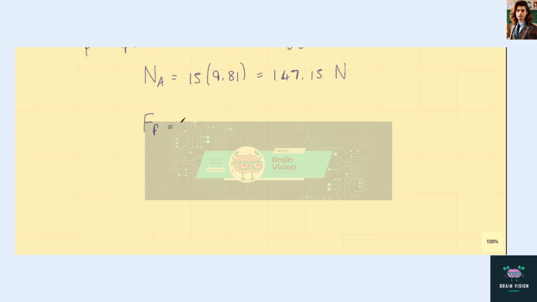The frictional force F is equal to mu k times NA. So this is 0.3 times 147.15. And so the frictional force is 44.145 newtons. Now we can apply the principle of work and energy.